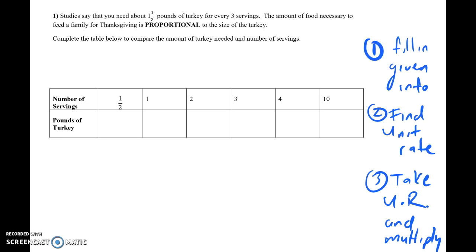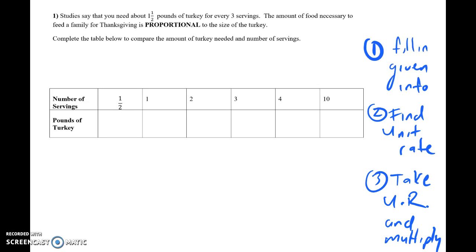Okay, so this is just the basics. The steps that I gave you had a little bit more words. Alright, so let's read the question first. Study says that you need about 1.5 pounds of turkey for every 3 servings. The amount of food necessary to feed a family for Thanksgiving is proportional to the size of the turkey. Complete the table below to compare the amount of turkey needed and number of servings.